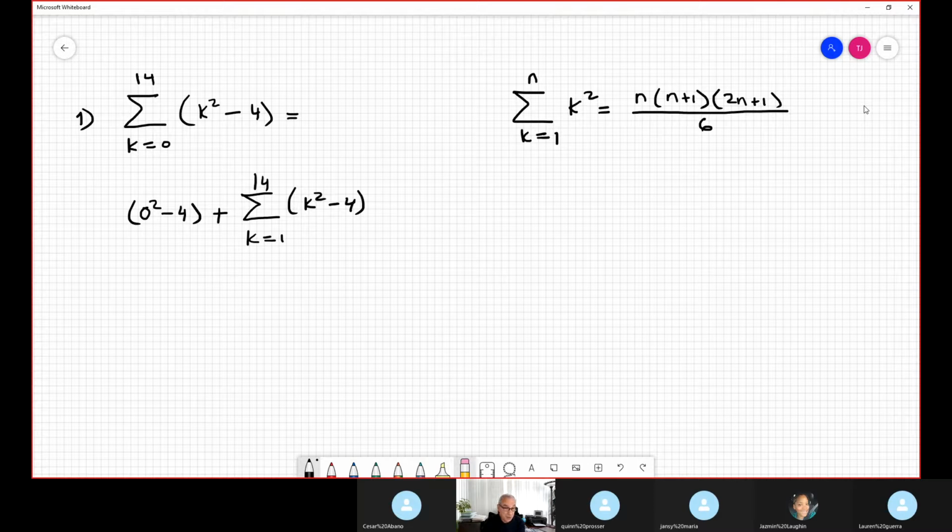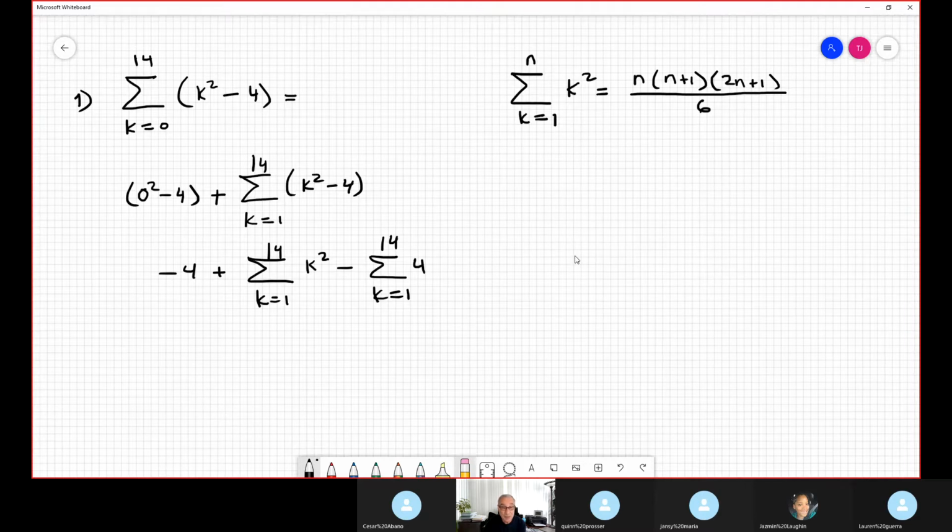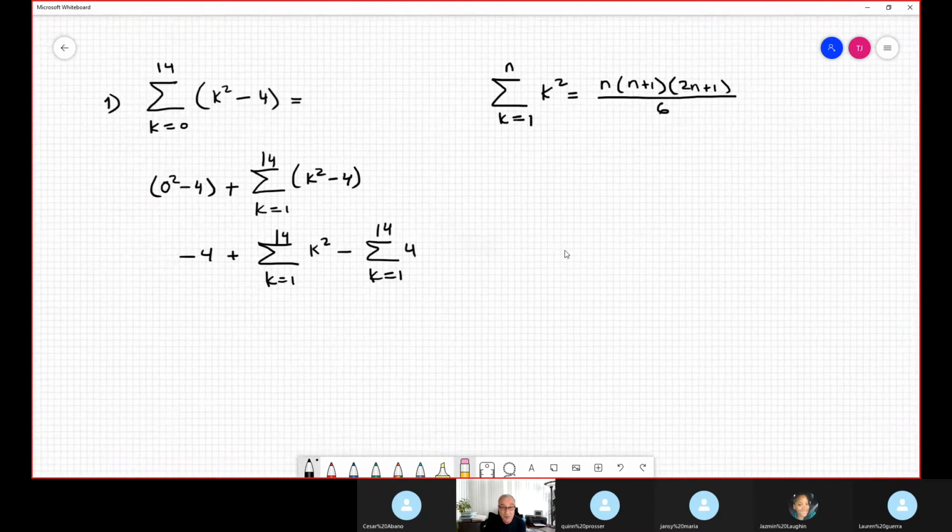It is obvious that this is negative 4. And this summation we can separate using the property into two summations. One summation like that, and another summation like that. Okay. And now we are ready to apply this formula, because this formula starts at 1 to the n.